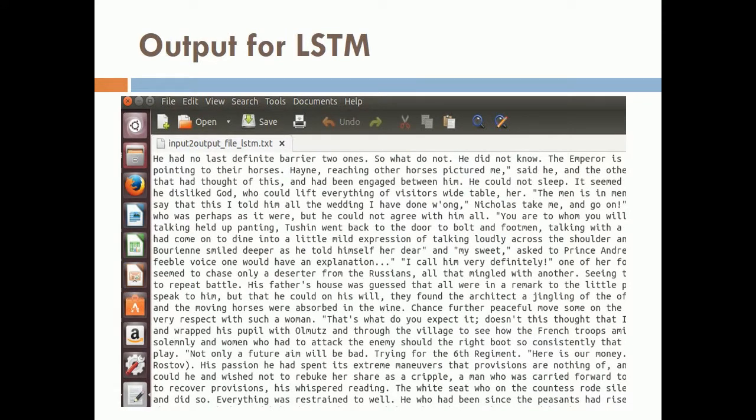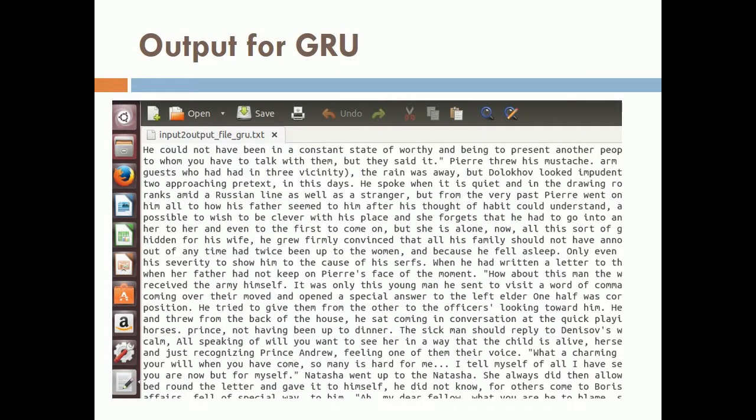This is output for LSTM. So the first line is, he had no last definite barrier. We can see that it is better than RNN. This is output for GRU. So the first sentence is, he could not have been in a constant state. We can see that it is quite better than both RNN and LSTM.